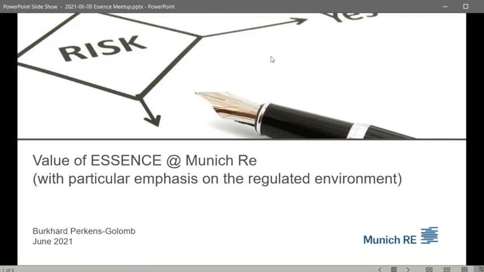I would like to talk about why we did this, the context, and how we did this, and what the different requirements were, rather than about Essence itself. But you can easily derive, or we can easily derive together, from the requirements and the context why Essence is a very, very good choice for us.